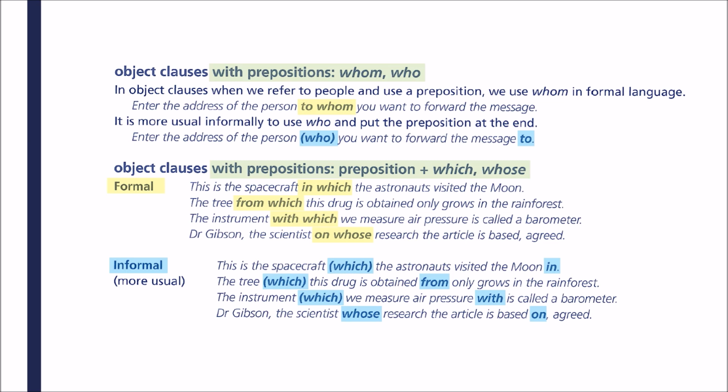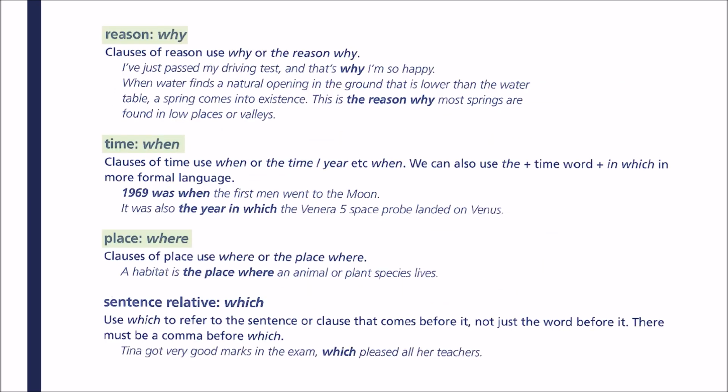Here are some other relative pronouns you can use to refer to reason, time, and place. And aside from referring to someone or something in the sentence, we can also refer to a part of the sentence. Simply use which. But in this case, you still have to put the relative pronoun which immediately after the part of the sentence that you wish to refer to. And there must be a comma before which.